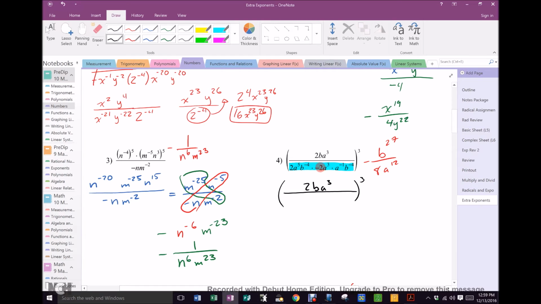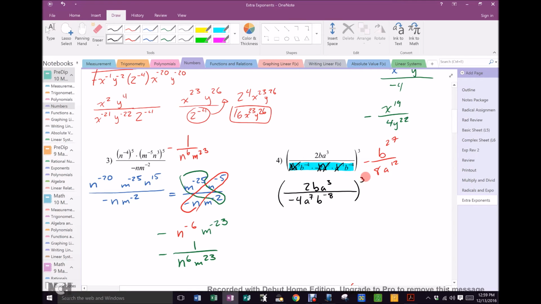What's 2 times negative 2? Negative 4. Everybody cool? Okay. Now my 2's are taken care of. What's a to the 5th, a to the 3rd, and a to the negative 1? A to the 7th. 5 plus 3 minus 1. Now my a's are taken care of. Negative 4 minus 4. B to the negative 8. Everyone cool? Now the whole thing is cubed.